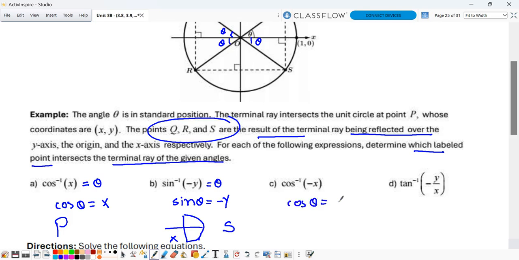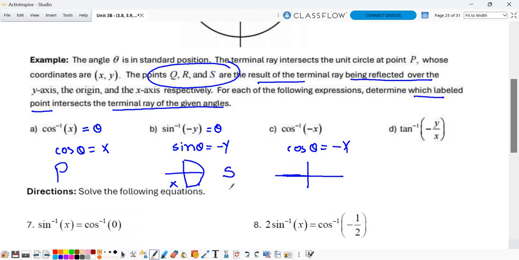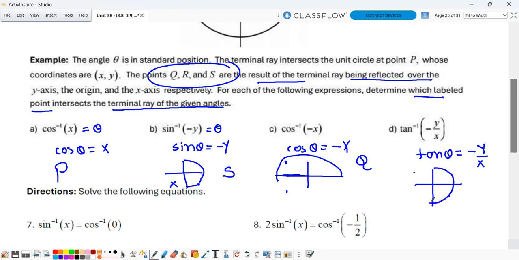Okay, so cosine theta is negative x. Negative x is possible for points Q and R, right? Both. But cosine inverse is this side. So this is referring to point Q. Tangent theta is negative y over x. Tangent is negative here and here, a negative slope, right? Slope is negative, but tangent inverse is this side. So this is point S.